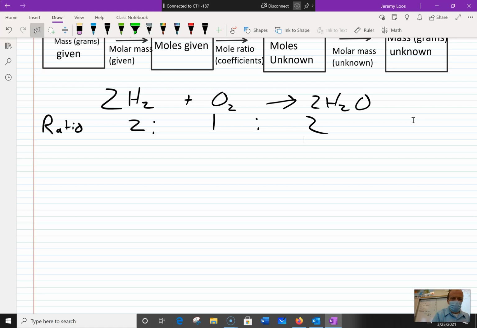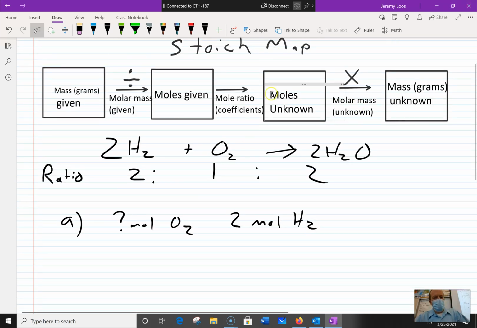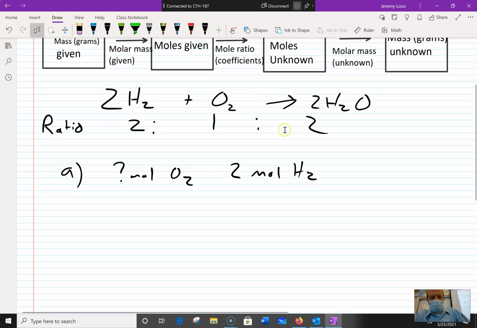Let's start with just letter A. It says how many moles of oxygen. So again, the equation is balanced, so step 1 is taken care of. Step 2 seems to be skipped: identify what you're trying to find in the required unit. We are trying to find moles of oxygen. What are we being given? 2 moles of hydrogen. So looking at our map here, we are being given a number of moles, and we are asked to find a number of moles. And we're just going to utilize the mole ratio. That's all we're going to do here, and this is going to take 1 step.